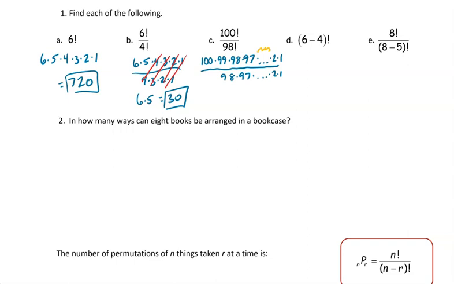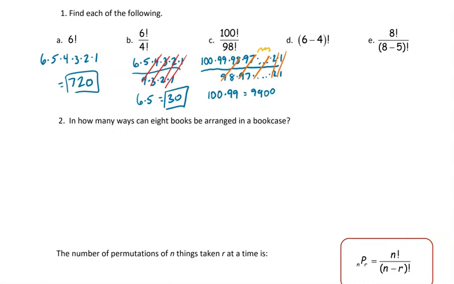Luckily, we're going to be able to do something that the calculator can't, because we can see that the 98 cancels, the 97 cancels, the 96, 95, 94, everything in that cancels. Until the 2 and the 1, all of that stuff is the exact same. So all we really have is 100 times 99, which is 9,900. So congratulations, you can do something that your calculator can't.